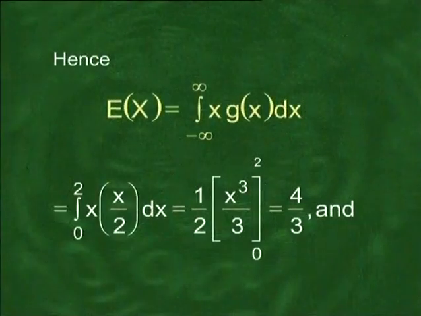So, as you now see on the slide, the expected value of x in this particular example is the integral from 0 to 2 with respect to x of the expression x into x over 2, that is x square over 2, and applying this integral and applying the limits 0 to 2, our answer comes out to be 4 by 3 or 1.33.